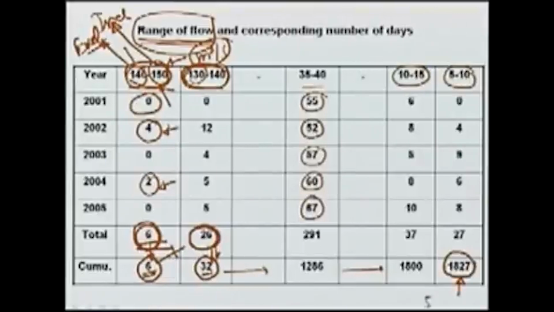So, 5 into 365. Actually, it should be 1826. So, this represents the total cumulative number of days for which discharge is exceeded.